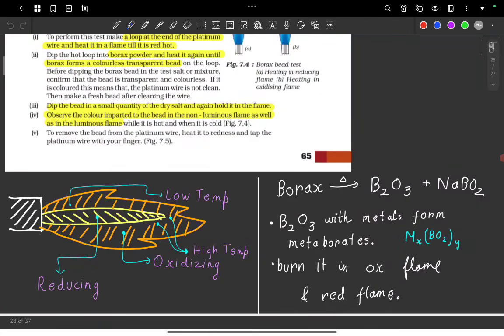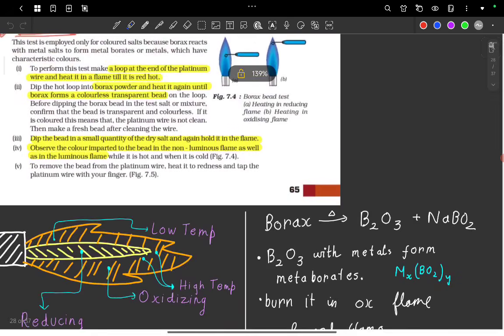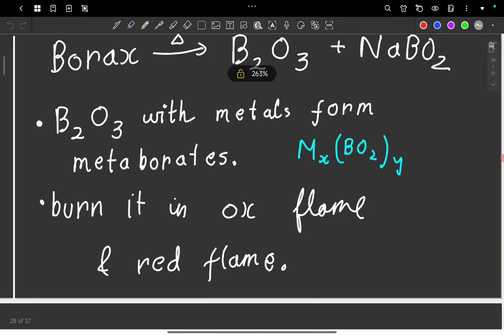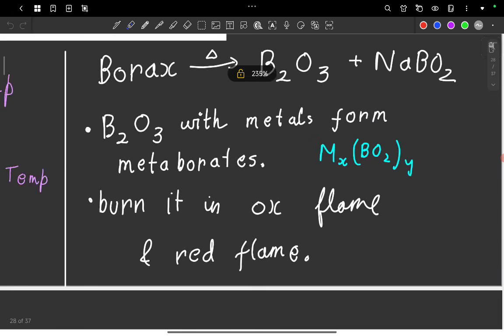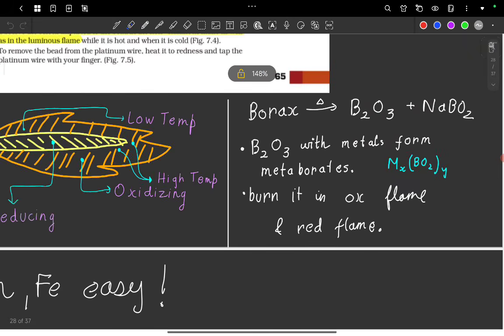Okay, and the special property here is that this boric anhydride reacts with metals. Like I told you, the lollipop is dipped in the salt, this lollipop has the boric anhydride, and when it reacts with the metal, it forms a metaborate. Basically, metal metaborate. And this is a general formula for the metal metaborate. This is what is left on the lollipop for the final burning test. You have to burn it in oxidizing flame and then in reducing flame.